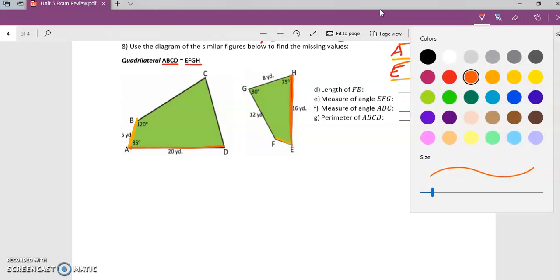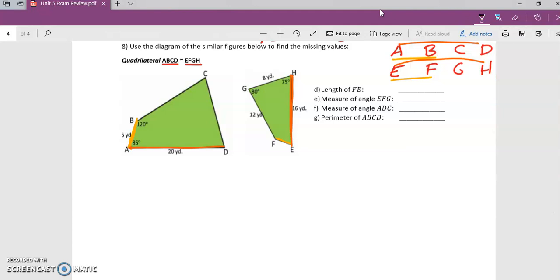So let's set up our proportion so we can see that now. Again, AB was 5. FE, we don't know. But then we say, okay, AD is 20. And EH, we know it's 16. So this is what we have so far. And so we can see right here, to go from 20 to 5, what's going to happen?